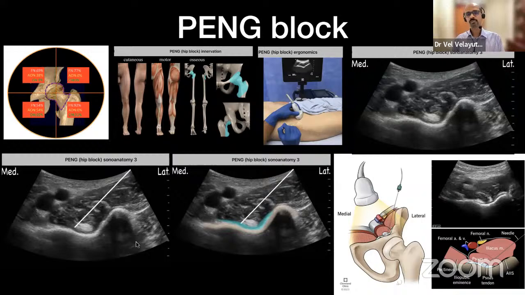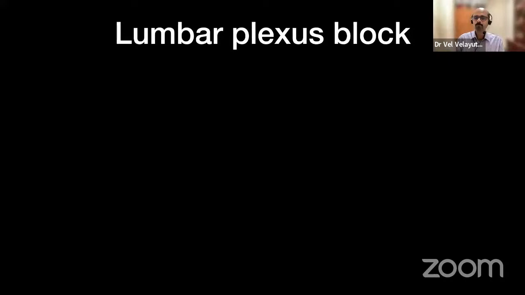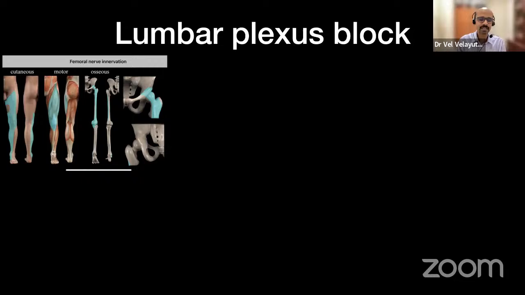So lumbar plexus block, this has been done for many years landmark-wise. So in this one, we'll look specifically at the ultrasound approach. So lumbar plexus, as you know, femoral nerve comes from the lumbar plexus. So when you do a lumbar plexus block, you can get a femoral nerve, maybe a little bit of lateral cutaneous, but predominantly femoral nerve. So this picture is pretty much the same which we saw in femoral nerve block. So the areas that need to be numb will be numb in terms of femoral nerve.